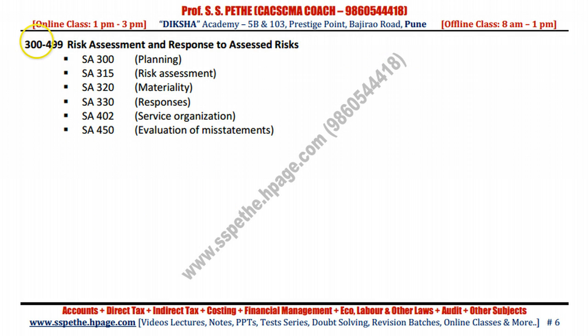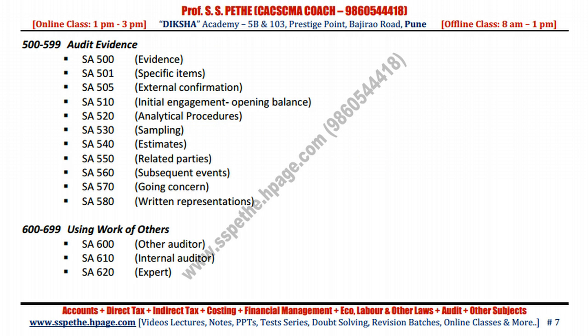After this we will see 300 to 499, that is risk assessment and responses to assessed risk. So further classification of this is 300 related to planning, 315 risk assessment, 320 materiality, 330 responses, 402 service organization, 450 evaluation of misstatements. After that 500 to 599 relates to audit evidence.